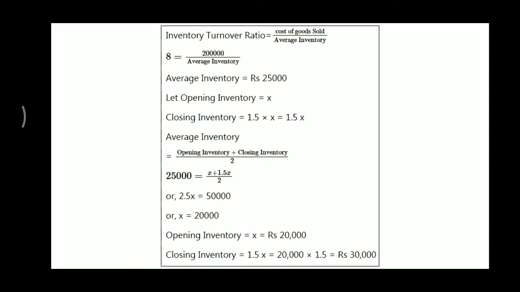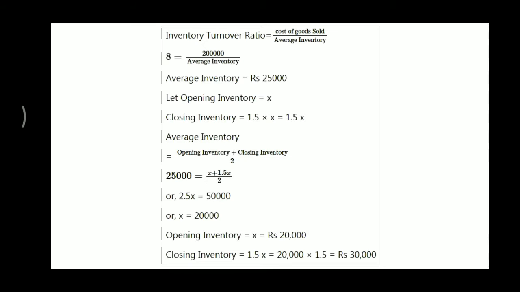Now next question you see, question number 74. Page number 4.106, question number 74. So the question is like this. Rupees 2 lakh is the cost of revenue from operation. So cost of revenue from operation or cost of goods sold is 2 lakhs during the year. If inventory turnover ratio is 8 times. So inventory turnover ratio is given as 8 times.